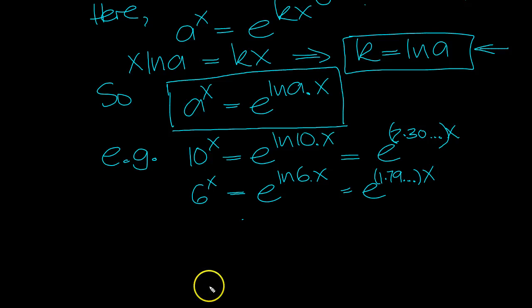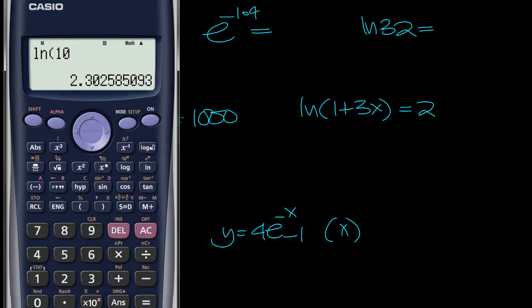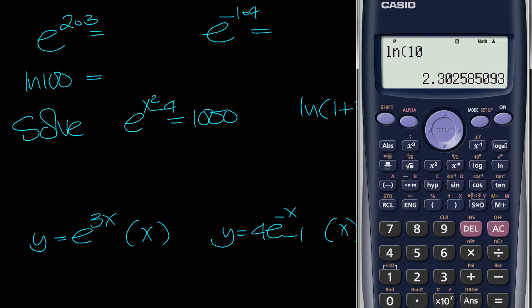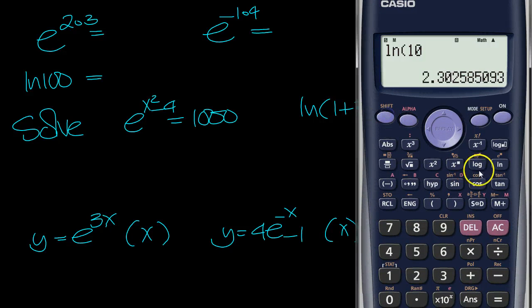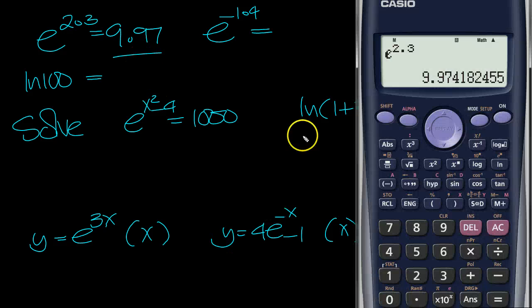So let's have a look at the examples. Right, let's have a look at these examples now. Tap them into the calculator. First, e to the 2.3, that's 10 to the power, e to the 2.3. Doing it to 3 significant figures, 9.97 is the first one. And then e to the minus 1.4.